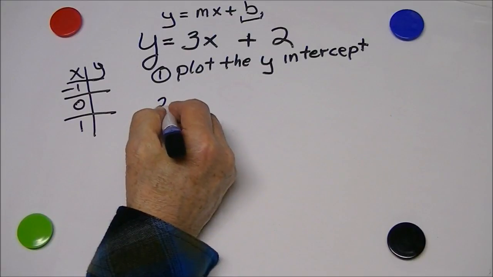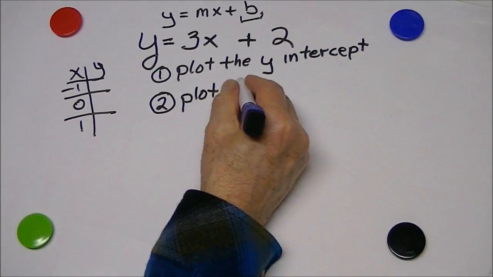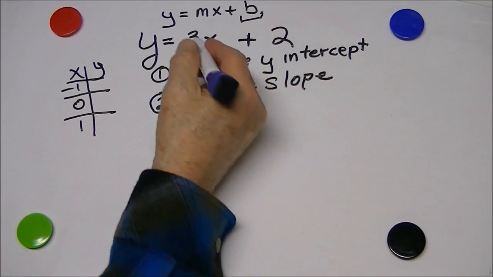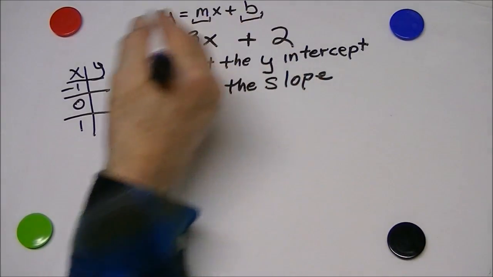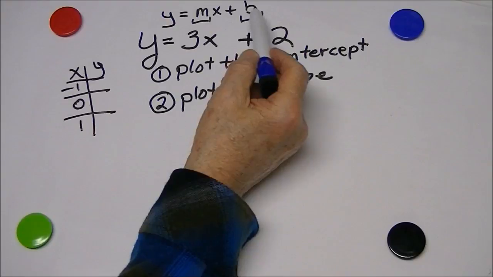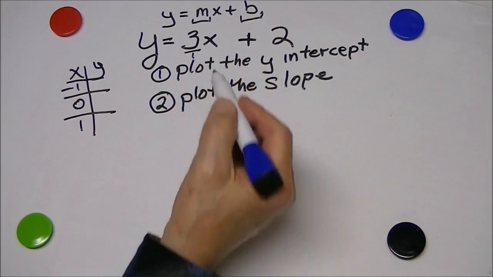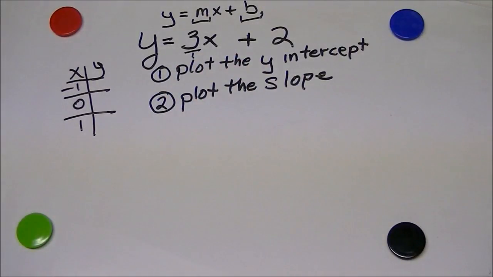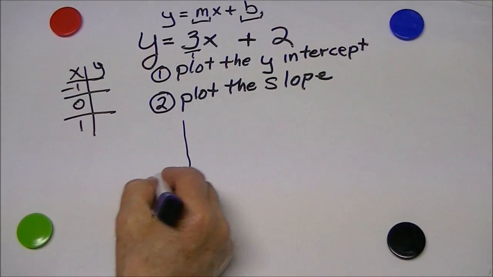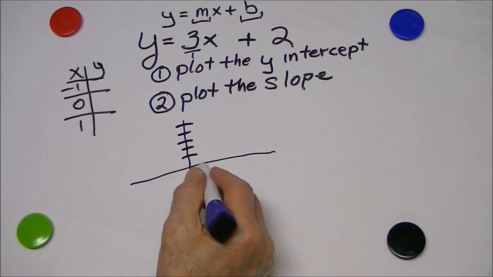And then step 2 is to plot the slope. And we said m is the slope when it's in this form. That's what gives rise to the name slope-intercept. There's your slope, and that would be, in a sense, 3 over 1. And there's your y-intercept. So the next thing to do is to make a graph. And 1, 2, 3, 4, 5.